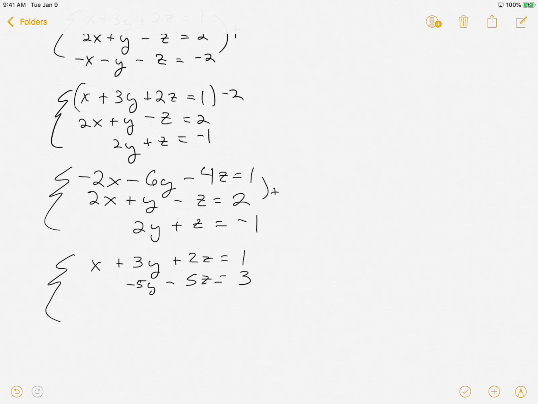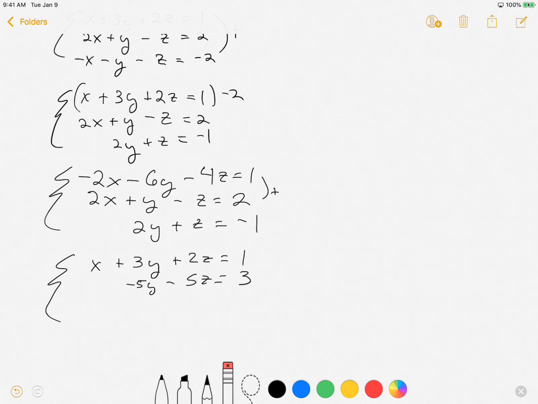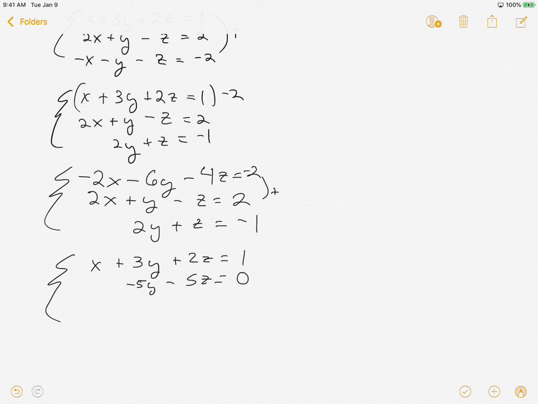I think I made a mistake. I did. I did make a mistake. Let me show you where I made the mistake. Right here, that should have been a -2. So then in this next step, 2 and -2 should have gave me 0. Sorry about that. These are very easy to make mistakes on. You gotta be very careful and look at every step carefully.